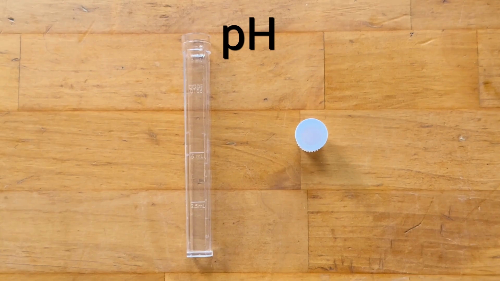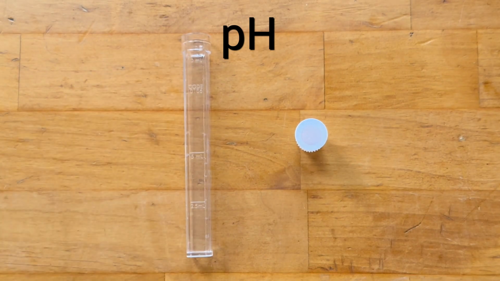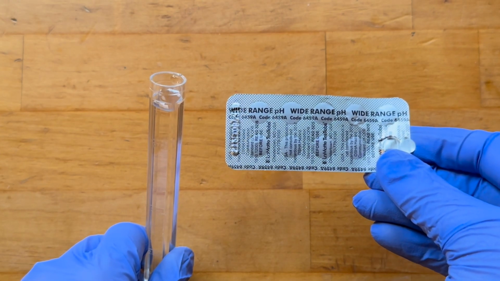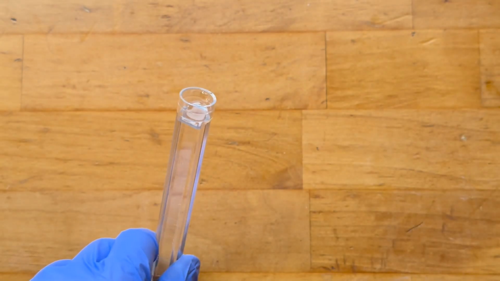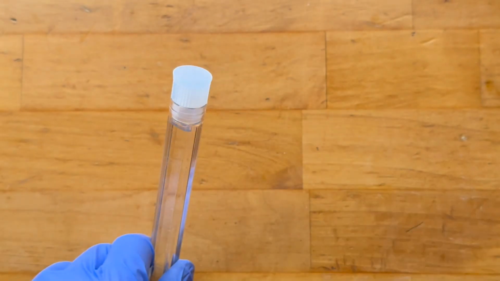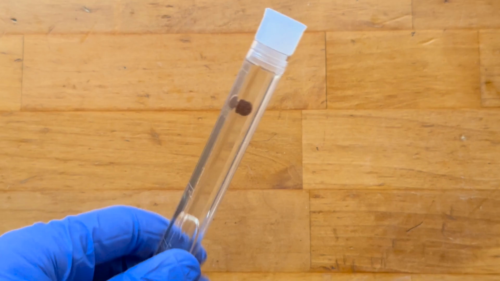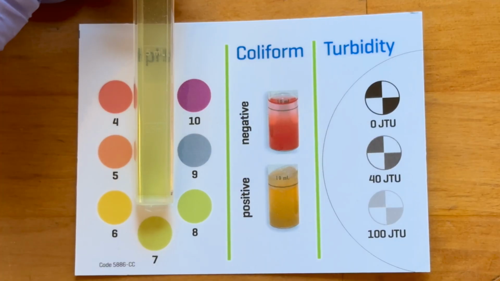For the pH test, I'm going to be measuring up to the 10 mil line and then adding the test tab. Here are the wide range pH tabs that you're going to use. I'm adding 1 to the tube. And then what I have to do is, again, cap and mix by inverting until the tablet is disintegrated. So I inverted the tube for maybe 1.5 to 2 minutes and it disintegrated.